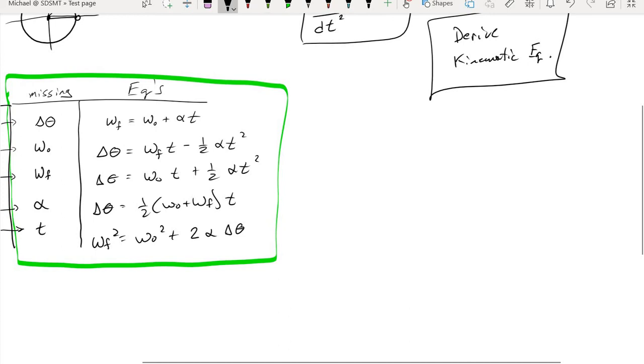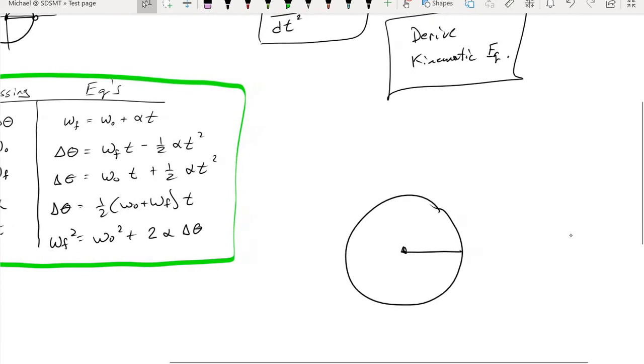Time for an example, I think. If we have a wheel that starts from rest, the wheel has a radius of, we'll say, 0.25 meters. Starts from rest and accelerates at a rate of 2 radians per second squared.